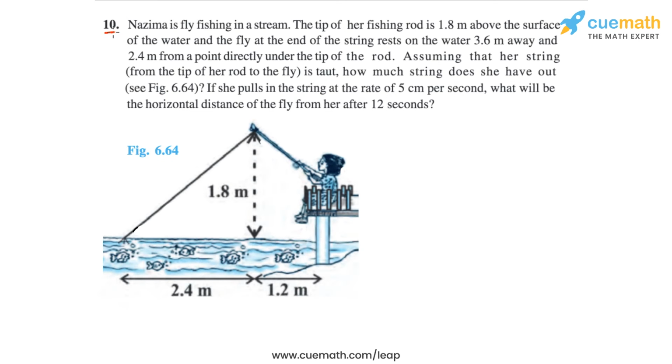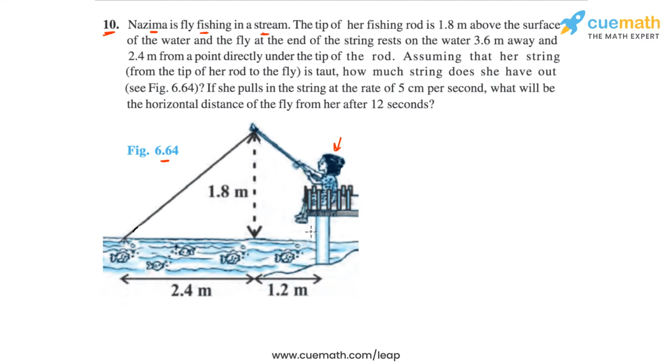In question 10 of this exercise, we are given this figure 6.64, and here's what the problem statement says. Nazima is fly fishing in a stream. So Nazima is this girl. She is sitting on this platform and she is fly fishing.